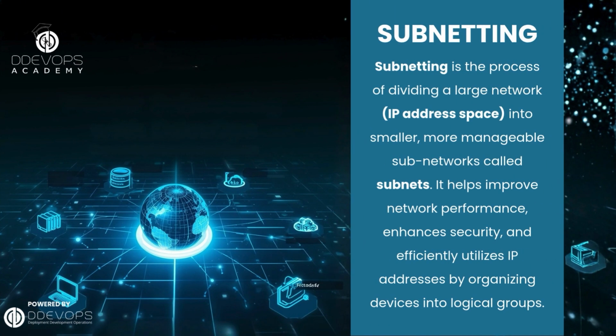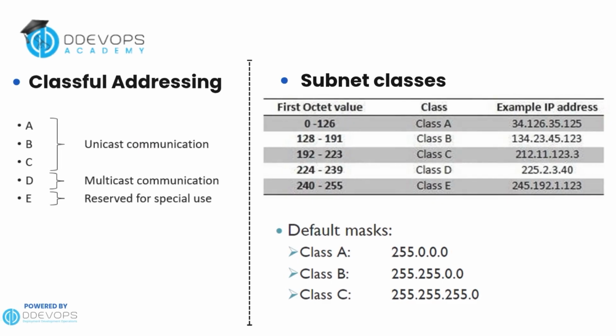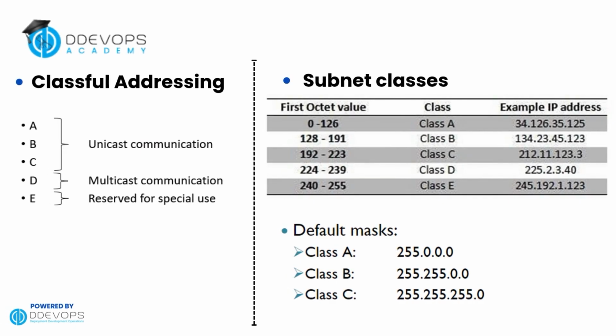Subnetting. Subnetting is the process of dividing a large network, IP address space, into smaller, more manageable subnetworks called subnets. It helps improve network performance, enhances security, and efficiently utilizes IP addresses by organizing devices into logical groups. In networking, IP addresses are divided into different classes. A, B, and C are used for unicast communication, while D is for multicast and E is reserved for special use. Each class has a specific IP range and default subnet mask, helping networks identify hosts and manage traffic efficiently.